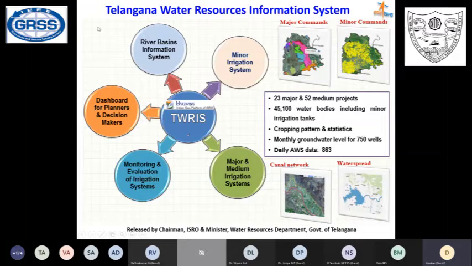When we look at a subset of that kind of a water resources information system for Telangana itself, it is a separate information system called TWRIS, which has been generated and made available to the state government system, which uses it for minor irrigation, medium and major irrigation activities. In fact, the entire 45,000 plus water bodies have been geotagged for the entire state, and we are able to do crop monitoring and the entire water requirements for the crop, particularly from the minor commands and the major commands.